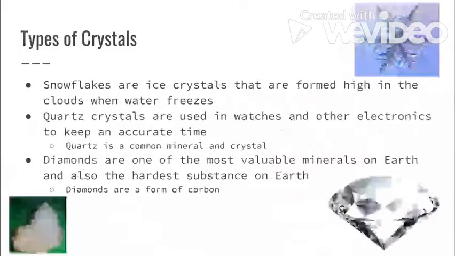Quartz crystals are used in watches and other electronics to keep accurate time. These can also sometimes be called timing crystals, and it's actually when an electric current is sent through the crystal and they vibrate at a very precise frequency, which helps keep accurate time. Another fun thing about quartz is that it is a common mineral in crystal, and it's actually one of the hardest common minerals found on Earth.